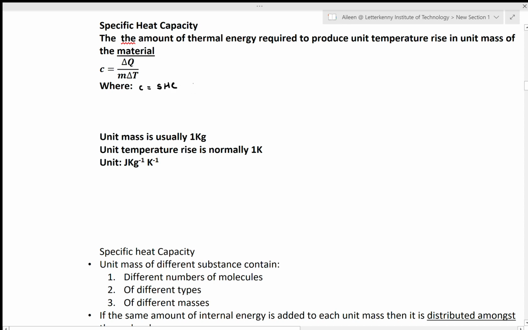This is measured in joules per kilogram per Kelvin or per degree Celsius. Either one is fine. Q is your energy, measured in joules. M is your mass, measured in kg. And delta T is the change in temperature. And this is always a positive value, so it's always the bigger temperature minus the smaller temperature. So it's always positive.